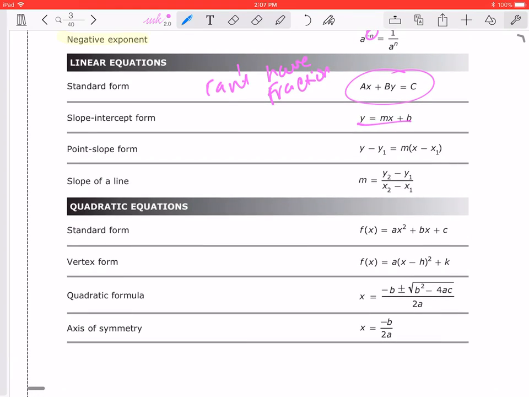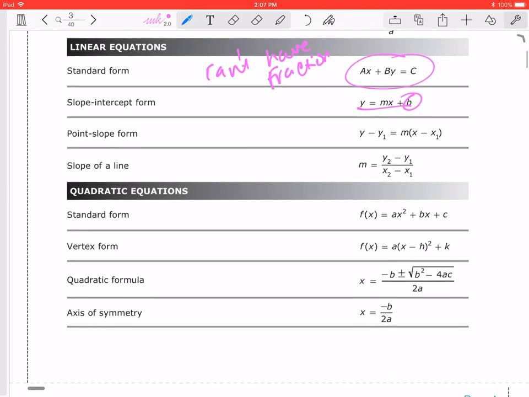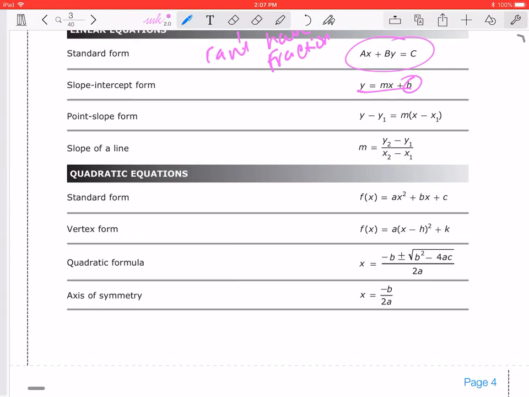All right, slope-intercept form. y equals mx plus b. We need equations to be in this form to find our slope, and our y-intercept being b, and that is when x is equal to 0. Point-slope form. So if we're given a point and we're given a slope, we use point-slope form, and then we move it into slope-intercept. All right?